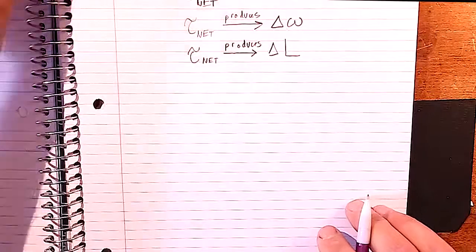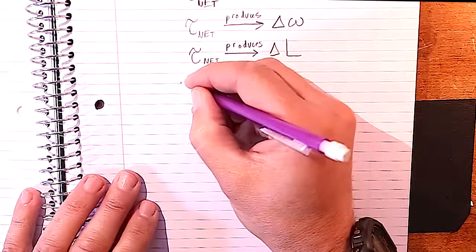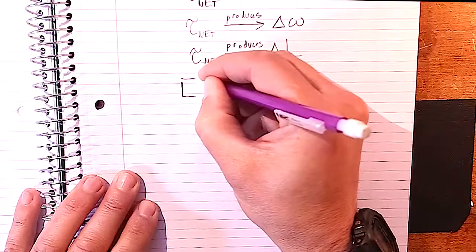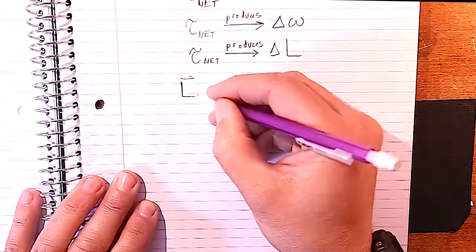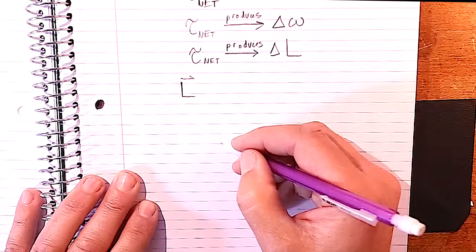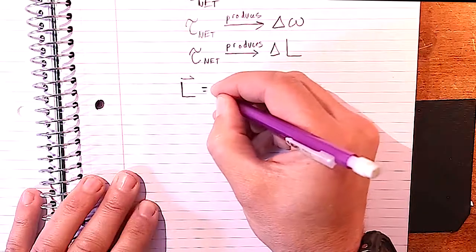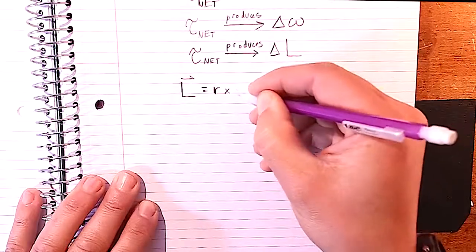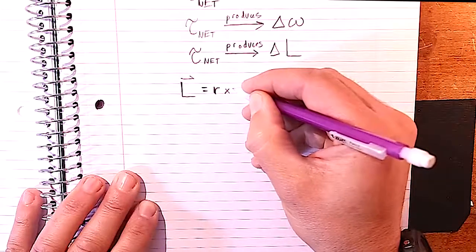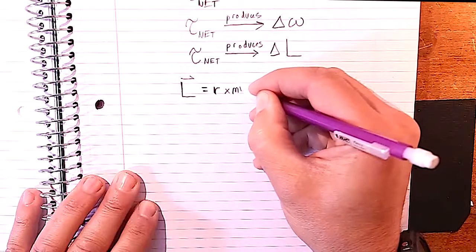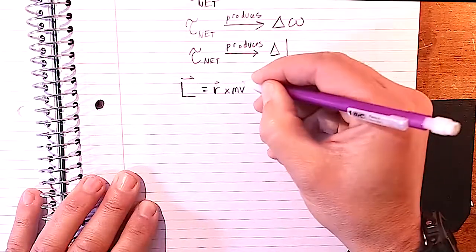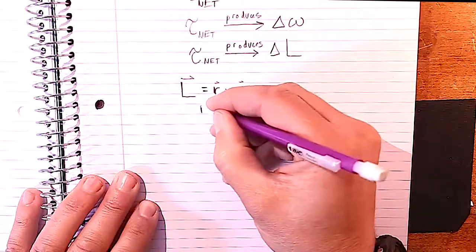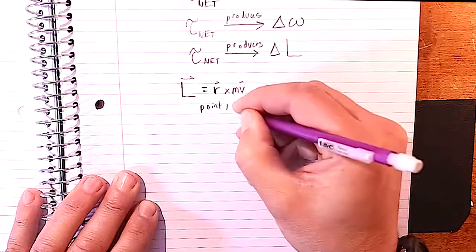So, what is the formula for angular momentum? We'll go way more into detail on this later, but I just want to introduce this. Angular momentum is a vector, and it is defined as the radius cross what we can think of sort of as tangential momentum, mv. So we have r cross mv. And that would be only for a point particle.